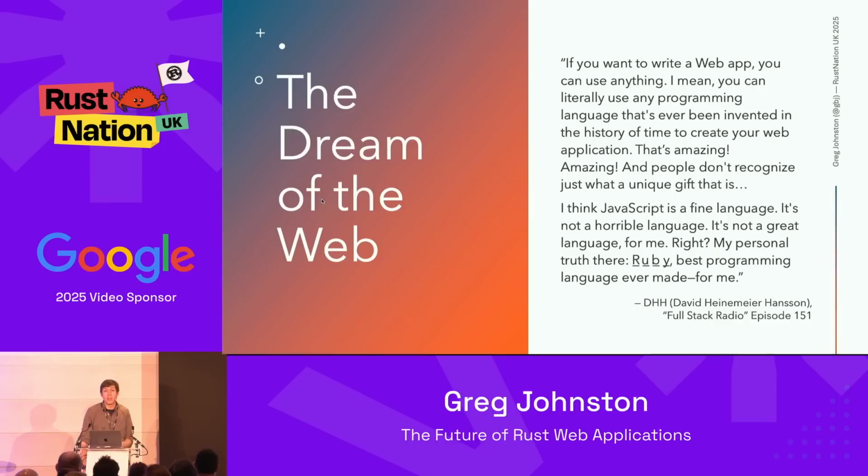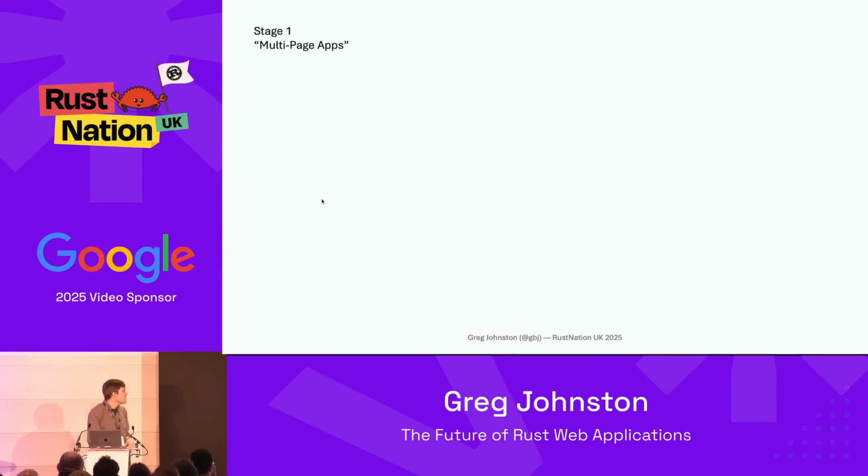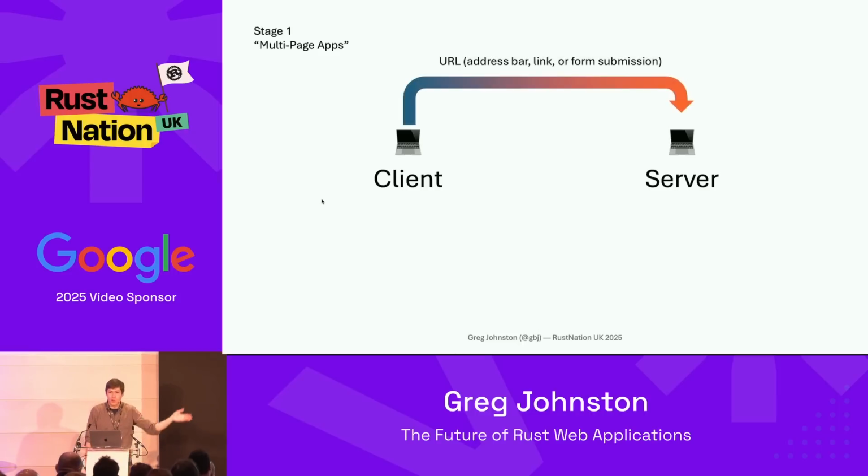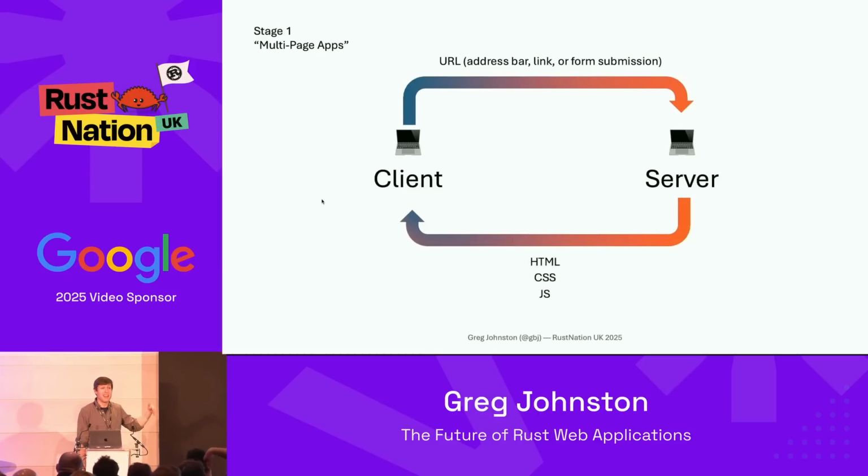So I want to do a little bit of a history tour now and talk about what it is that makes the web so good for promoting the diversity of different programming languages. So this step one, this is a very traditional outline of a web application. You might call it a multi-page app. So you have a client, and you have a server. And the client makes requests to the server by fetching different URLs from the address bar or links or forms, right? And the server responds with HTML and CSS and a little bit of JavaScript just to add that interactivity, right? Just a little bit of JavaScript.